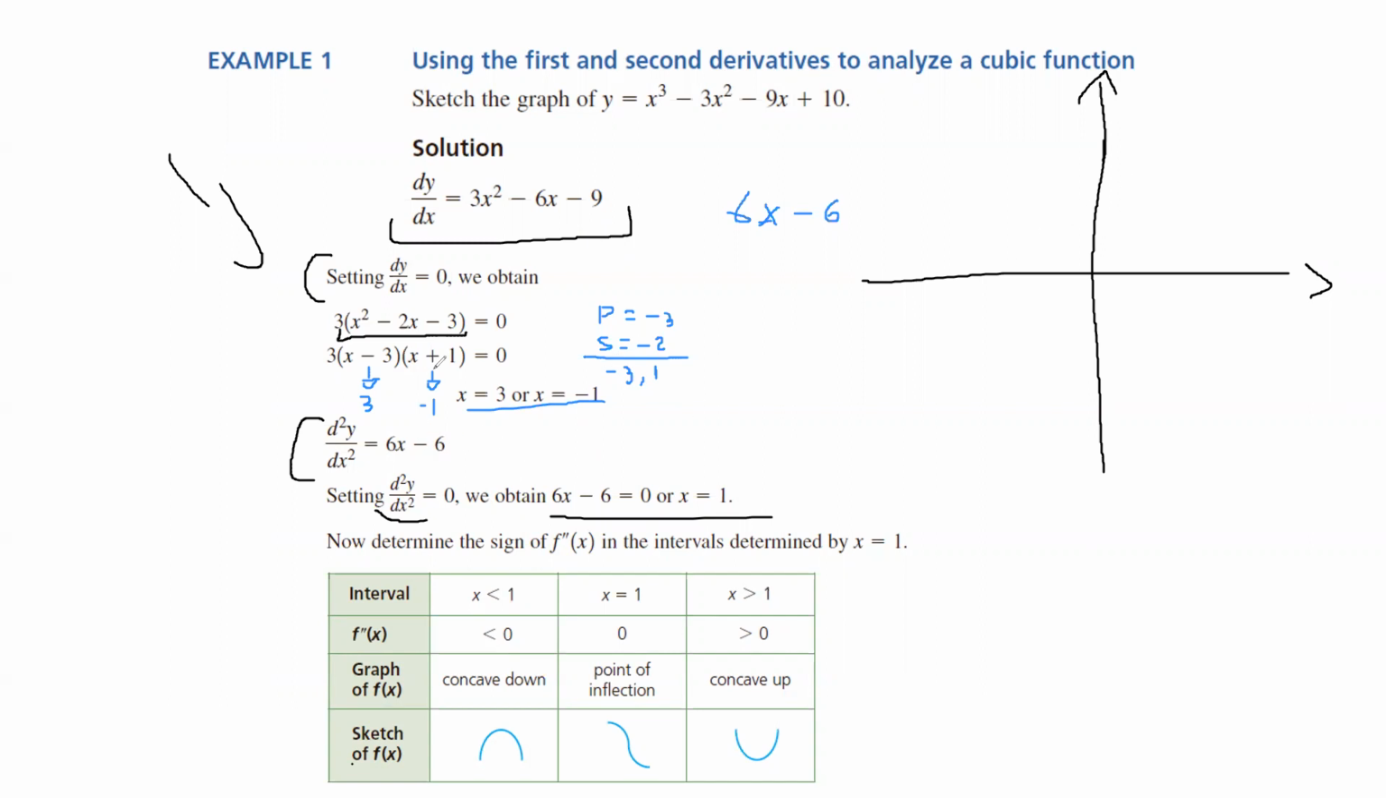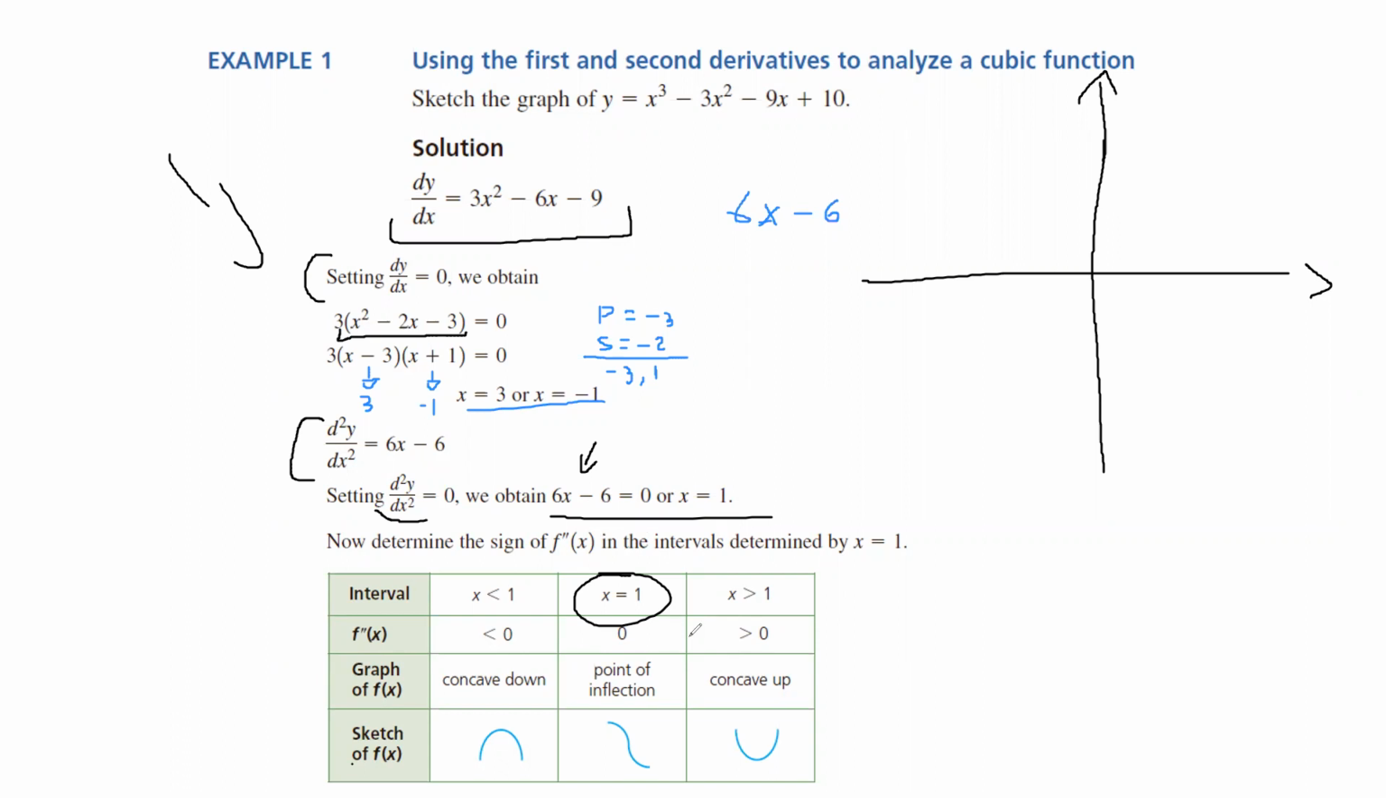Yes, absolutely right. So now let's determine the sign of the second derivative in the intervals determined by x equals 1. We're going to have basically three intervals. Oh no, 2 intervals and 1 point, right? Intervals before 1 and after. So let's see what sign this function has when x is less than 1. Okay, so we could do -2. Subtract, it's negative. Absolutely right.